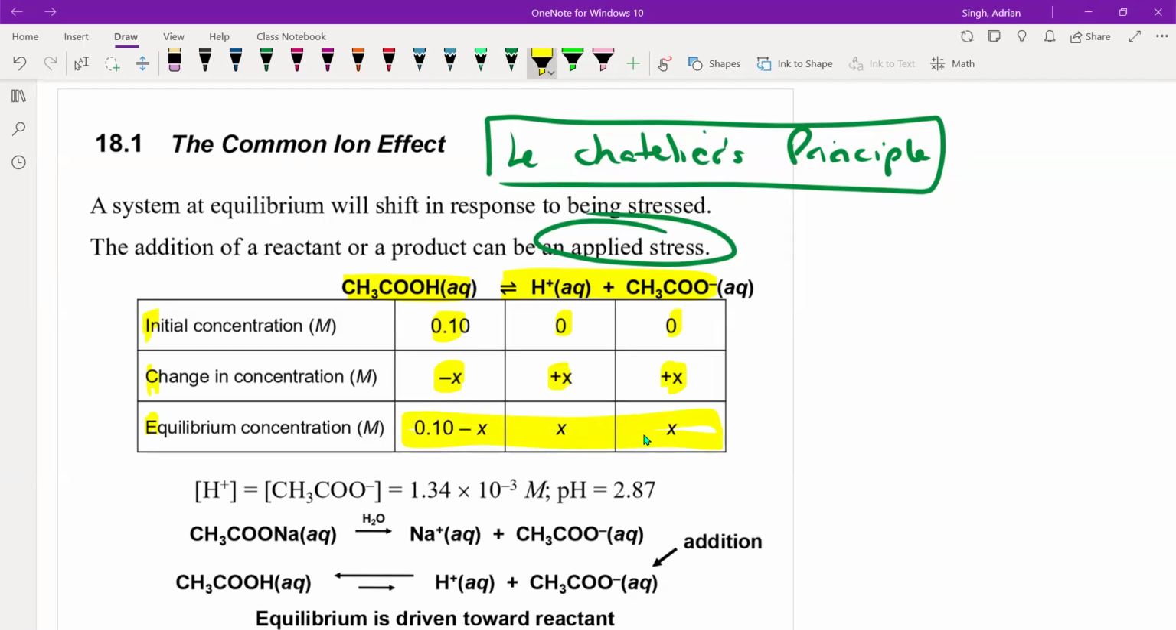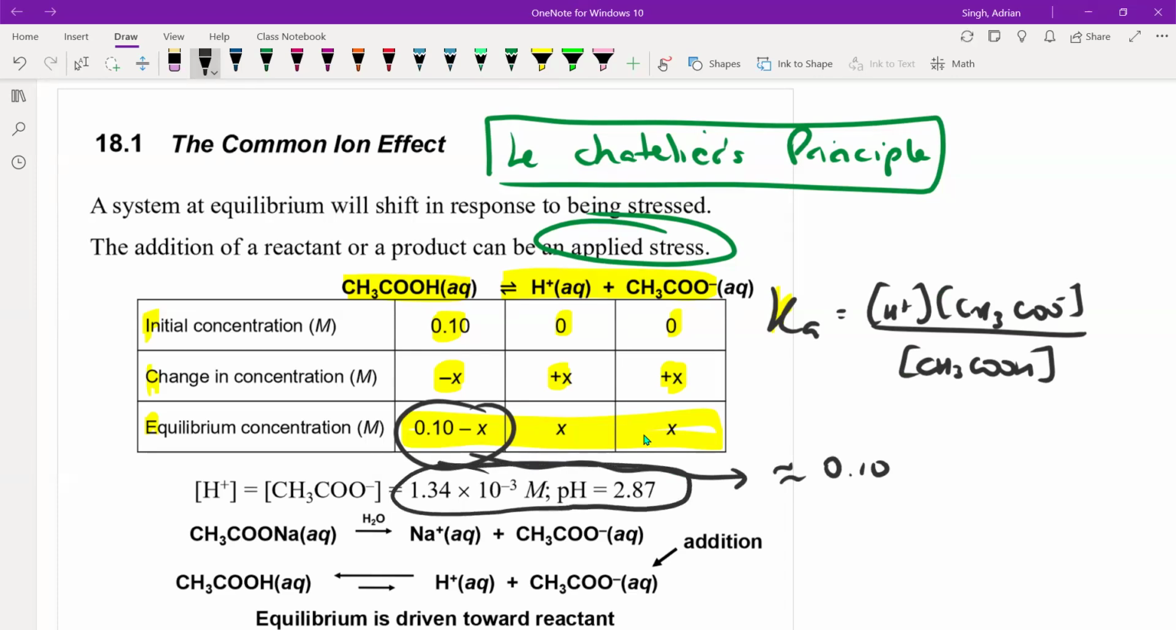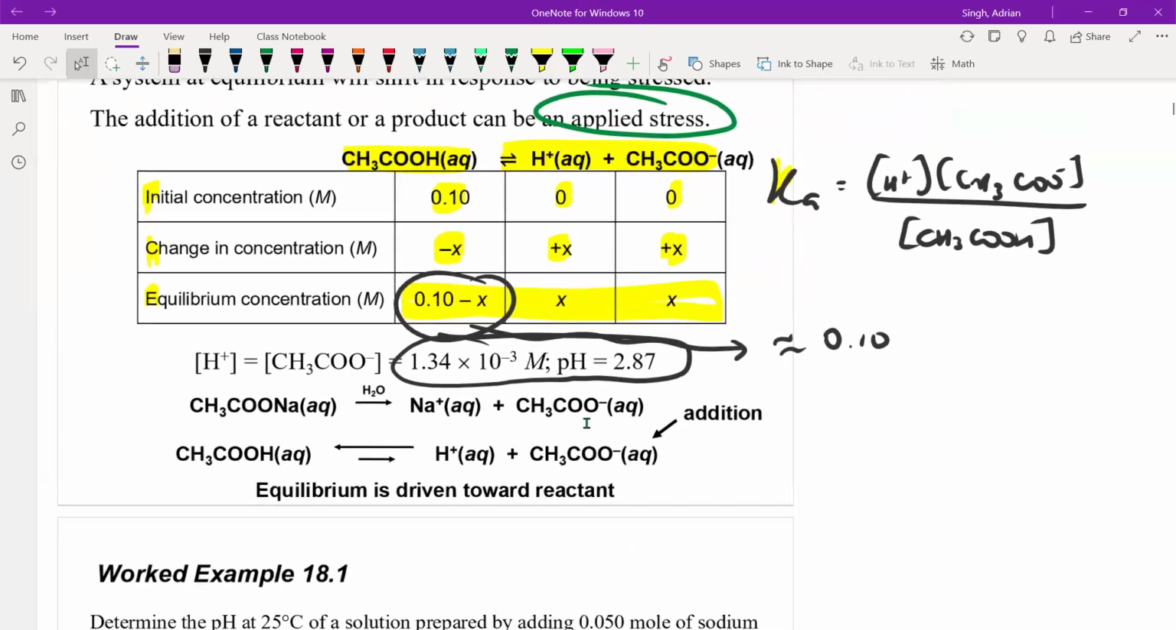We can write our Ka expression for this as we know how to do, maybe in our sleep at this point. So we have H+ times CH3COO- divided by the concentration of the acetic acid. Okay, we can make our approximation that this here is going to be equal to 0.10. So we're approximating x is small. We solve for x there and we'll see that it's 1.34 times 10 to the minus 3. So the pH of that solution then would be 2.87, right? That's something that we know how to do. We've done a lot of it in the previous sections.